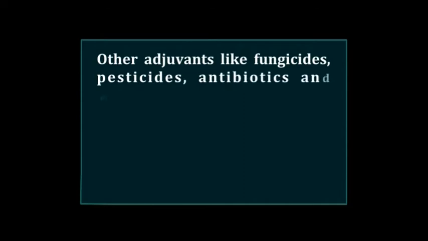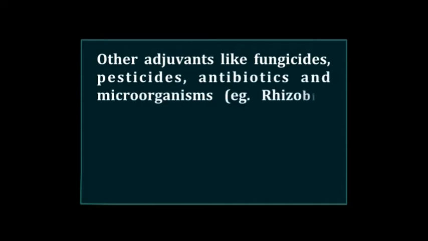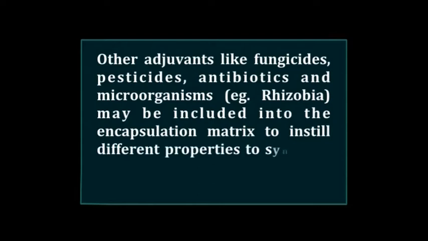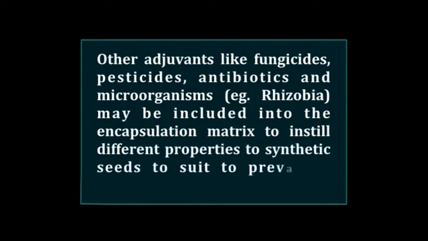The incorporation of nutrients and growth regulators to the encapsulating matrix results in an increase in the efficiency of seed germination and viability of somatic embryos inside it. Other adjuvants like fungicides, pesticides, antibiotics, and microorganisms, for example, rhizobia, may be included in the encapsulation matrix to instill different properties to synthetic seeds to suit prevailing conditions.